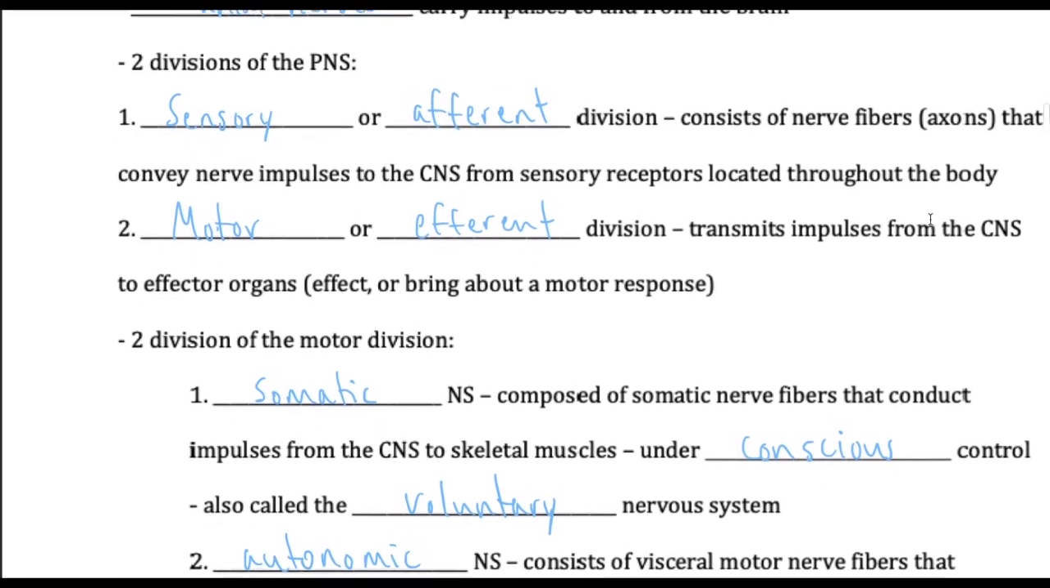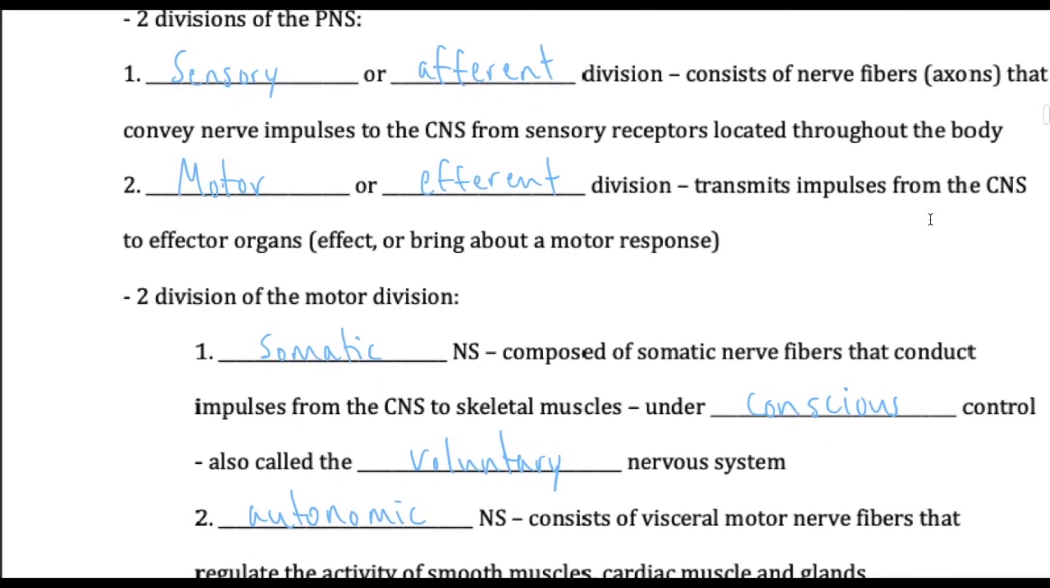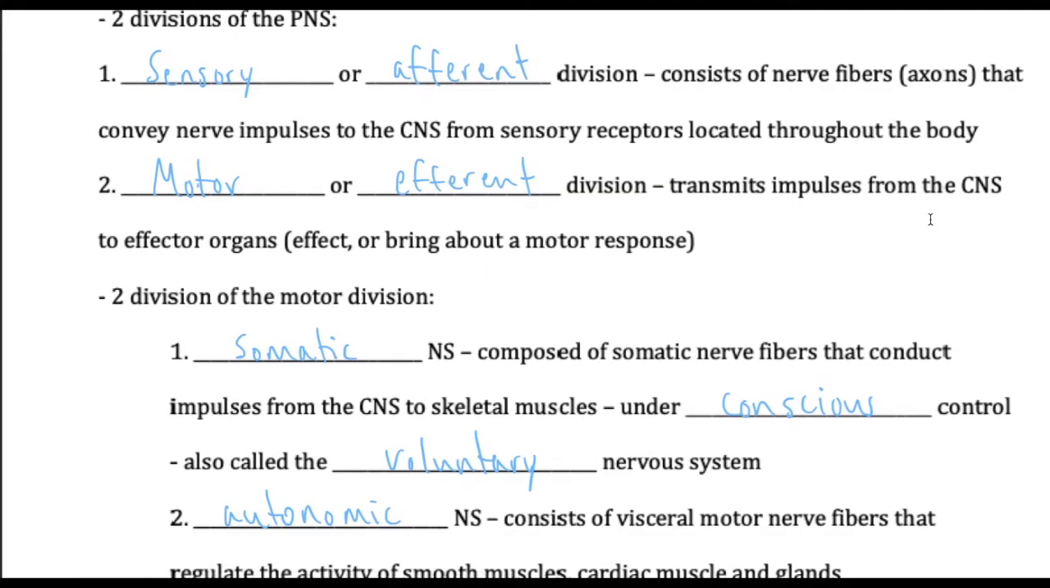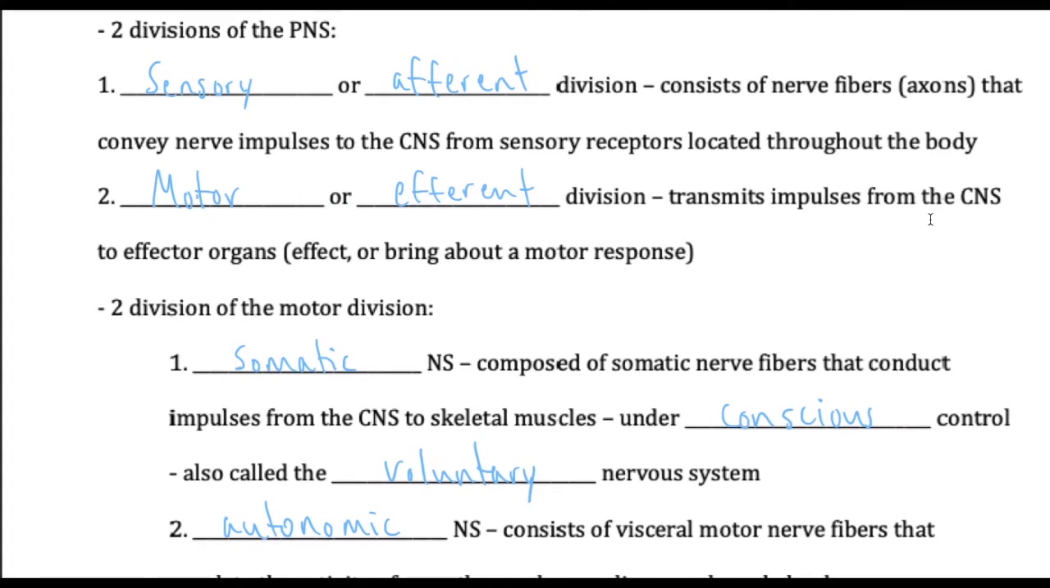And so we have two divisions of the PNS that are very, very important. We have the sensory, or the afferent division, and that's going to consist of nerve fibers or axons that convey nerve impulses to the CNS from receptors located throughout the body. And then our motor, or efferent division, is going to transmit impulses from the CNS to the effector organs. So that makes sense. The sensory or afferent division is going to take it to the brain so they can figure out what to do with it, and the motor or efferent is going to take it away to the organs to carry out the function.